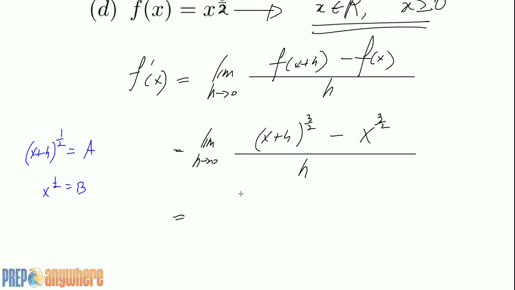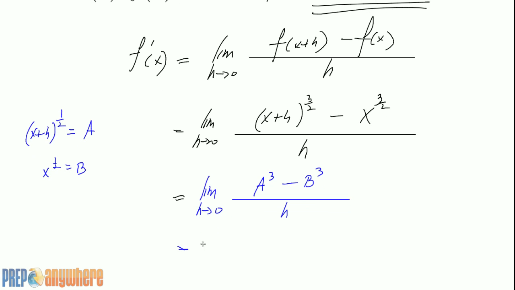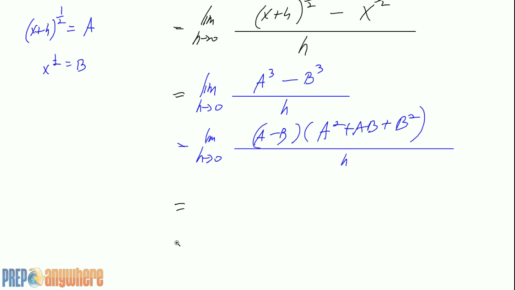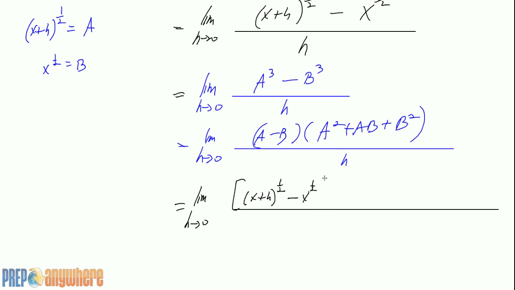So if you call this one a and this one b, what happens now? It's to the power of half, to the power of 3, so we get a cubed minus b cubed. Do we know how to factor that? That's a cubic factoring, right? So we get a minus b times a squared plus ab plus b squared. Let me replace it back in, but we still have a problem.